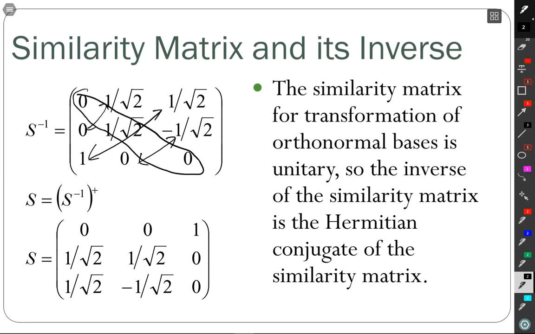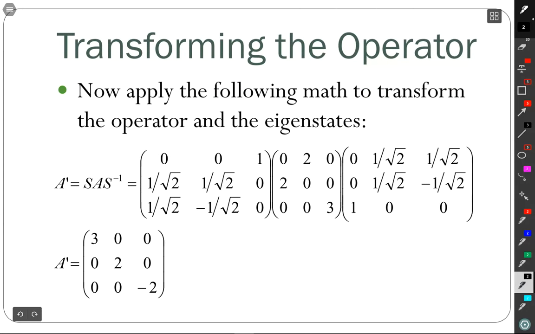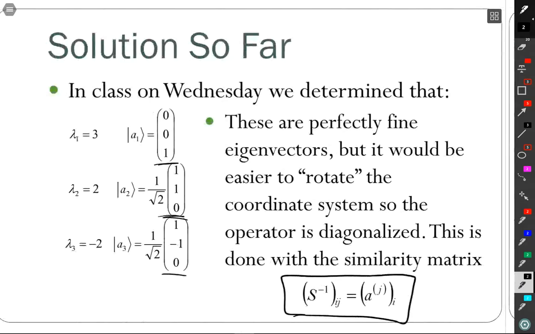So the transpose is just taking the thing that was 1,1 becomes 1,1, 1,2 becomes 2,1, 1,3 becomes 3,1, and so on. And how that's useful then is we transform our operator by putting S, A, inverse S. Now, we're going to come back and we're going to finish this problem doing the transformation, and then we'll come back.